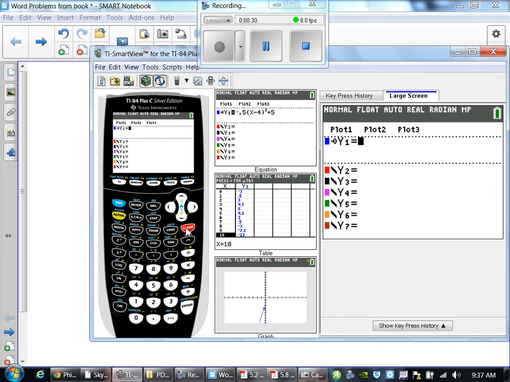So what I want to do is just get a function and put something in that may not be the easiest one in the world to graph. Let's see if I can get one that'll work.